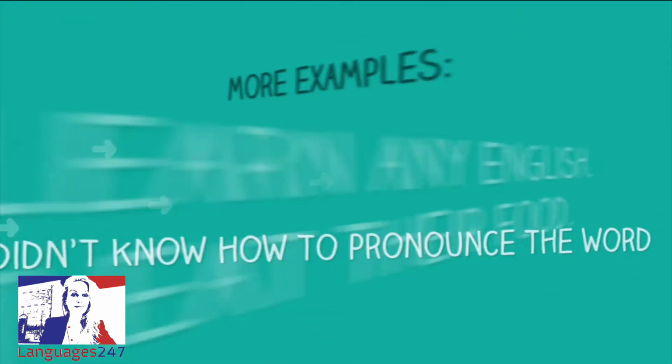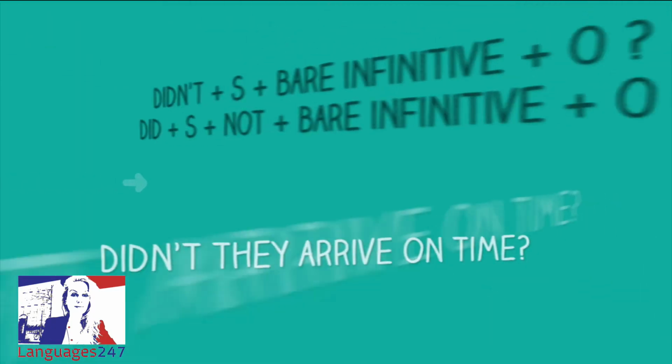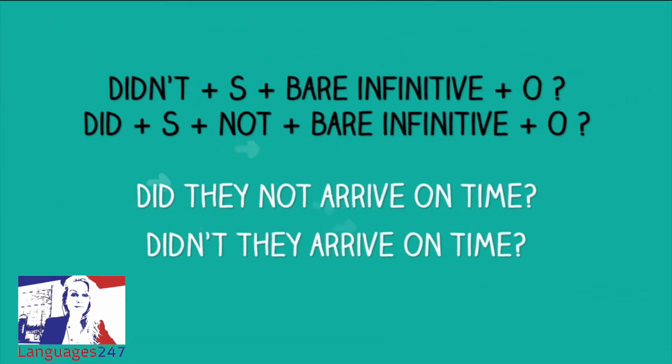More examples. She did not learn any English. They didn't eat their food. He didn't know how to pronounce the word. Question forms: didn't plus subject plus bare infinitive, or did plus subject plus not plus bare infinitive plus object.